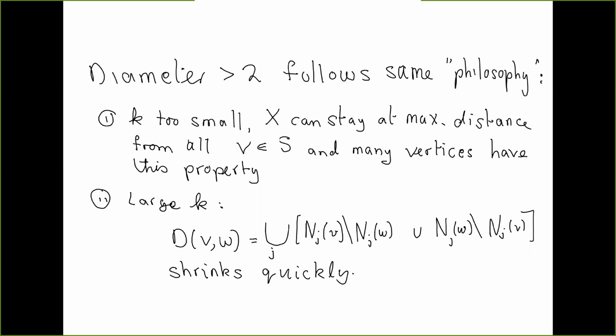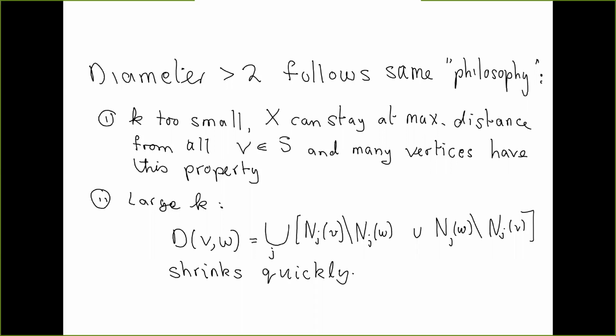And for large K, we have the same philosophy. We have the dVW, but now this is the union over NJV and NJW, where NJ is the number of vertices. This NJ would be the vertices at distance j from V. Same philosophy, much more work. And this shrinks more quickly. Okay, so that's basically the talk.